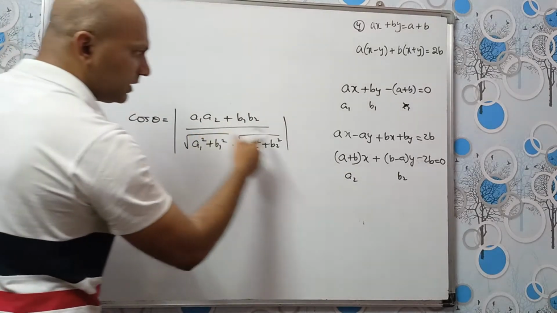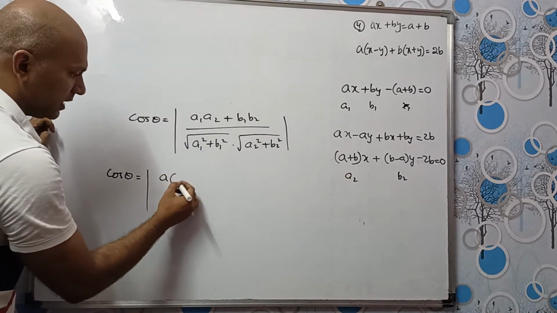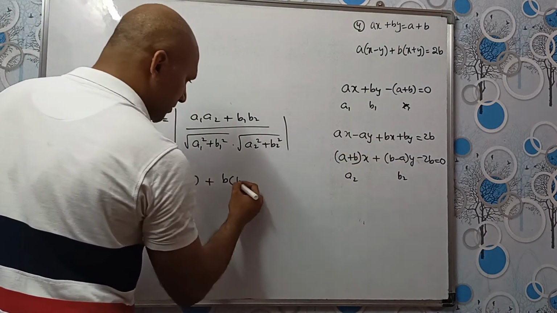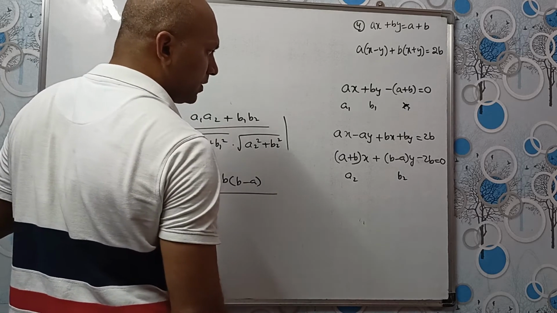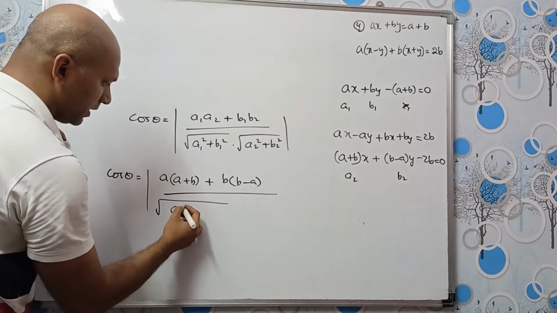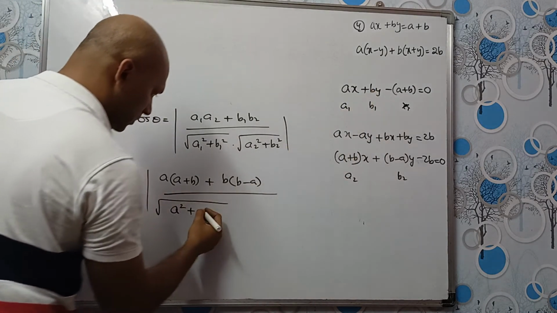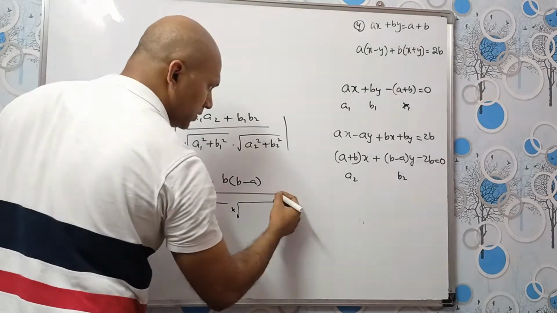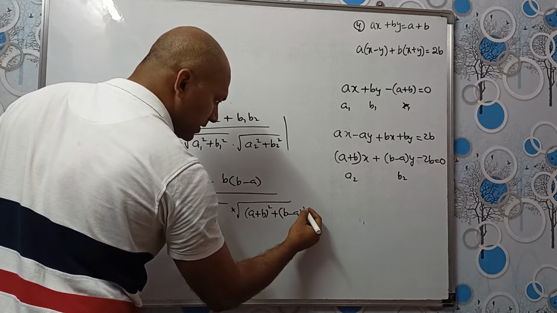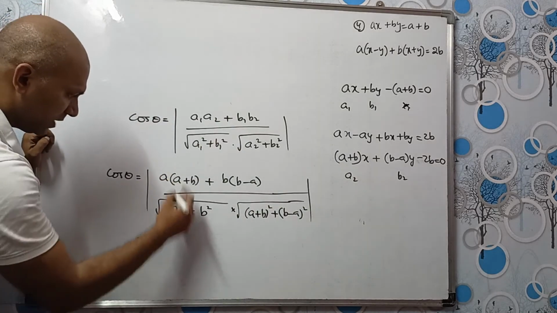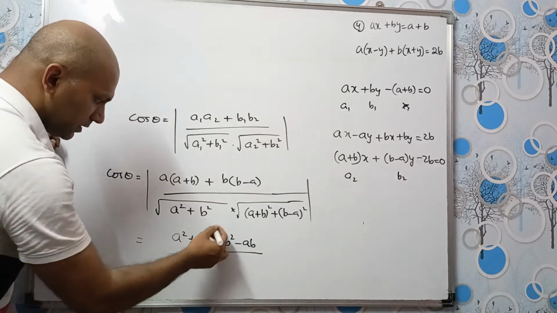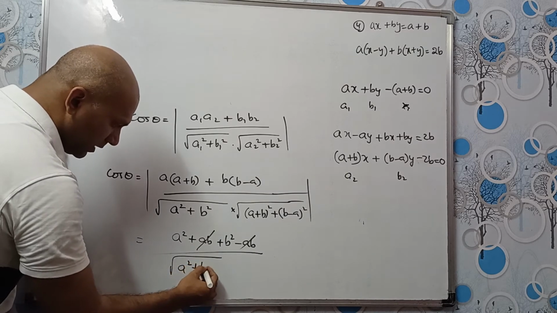Cos theta is equal to a1 a2 plus b1 b2, so this is a multiplied by a plus b, plus b1 is b, multiplied by b minus a. Whole divided by root of a1 square plus b1 square. a1 is a, so this is a square plus b square, multiplied by root of a2 square plus b2 square, so this is a plus b whole square plus b minus a whole square. Let us multiply: a into a is a square, a into b is ab, plus b into b is b square minus ab. These two will get cancelled, right? Divided by root of a square plus b square.